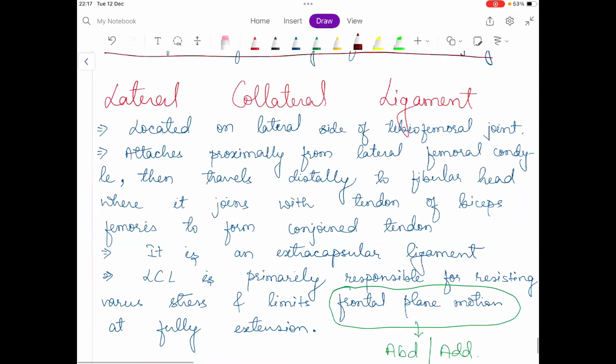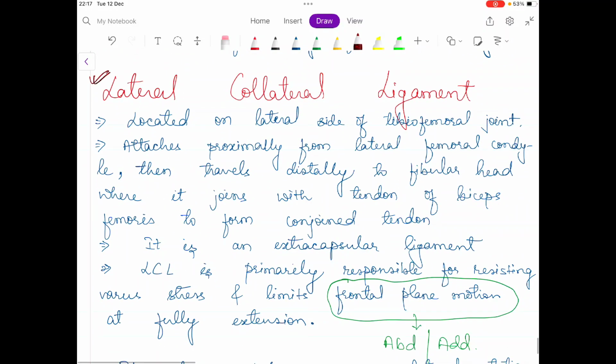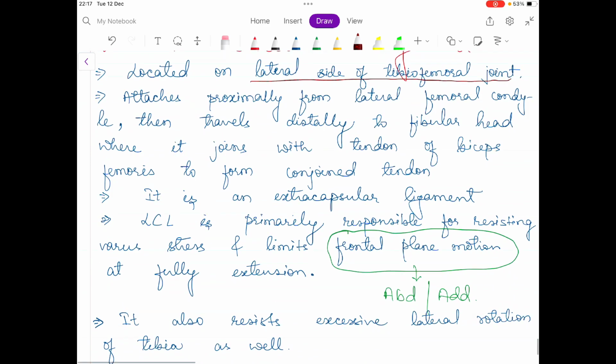Okay, now let's talk about the lateral collateral ligament. We are just talking about the medial collateral ligament and the lateral collateral ligament in this video. We will talk about more of the ligaments such as the ACL, PCL, there are many in upcoming videos. So the lateral collateral ligament is located on the lateral side of the tibiofemoral joint. First point. Second point is, it arises from the lateral femoral condyle and then it travels to the fibular head.